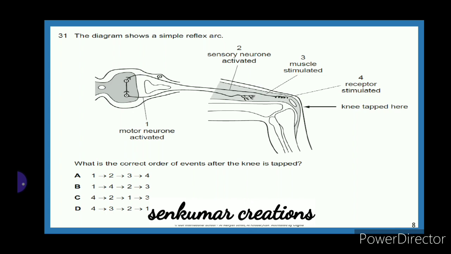Where is 4, 2, 1, 3? Let us see the answer. Yes, 4, 2, 1, 3 is the correct answer. You understand the sequence of this reflex arc, okay? So you can understand one by one. And there are a lot of questions given here. If you go through all the questions, you can understand very clearly and easily.